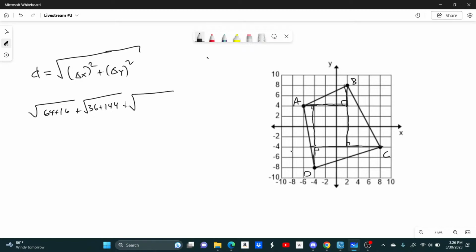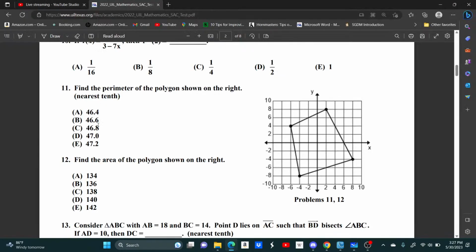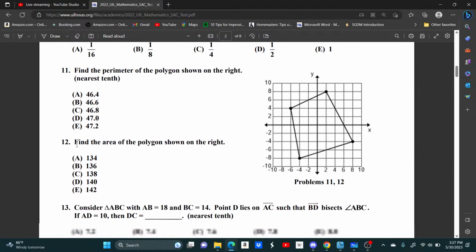Then from C to D, our change in x is from -4 to 8, which is 12 squared is 144. Our change in y is -4 to -8, which is 4 squared is 16. And then finally, from D to A, our change in x is from -4 to -6, which is 2 squared is 4. And then our change in y is from -8 to 4, which is 12 squared is 144. So then if I add all these together, I get 47.2. Hopefully I did that correctly. Yep. There you go. That's answer choice E.